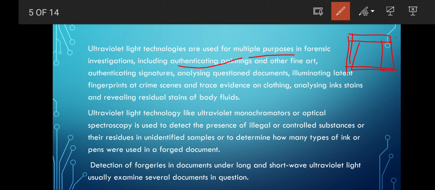So here it can detect the type of inks, analyze questioned documents, and eliminate latent fingerprints. Then clothing evidence: ink stains, or also some residual body fluid stains, can be identified. They also have technology like ultraviolet monochromators, or optical spectroscopy. It is used to detect the presence of illegal or controlled substances or residue in an unidentified sample, or to determine how many types of ink pens were used in a forged document.